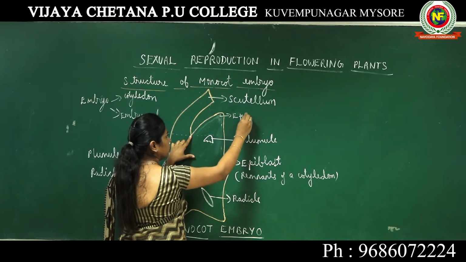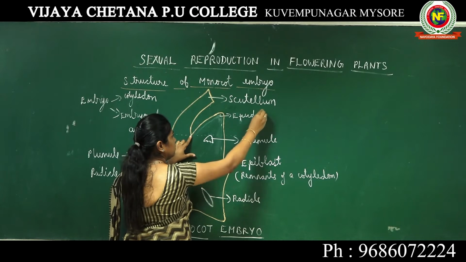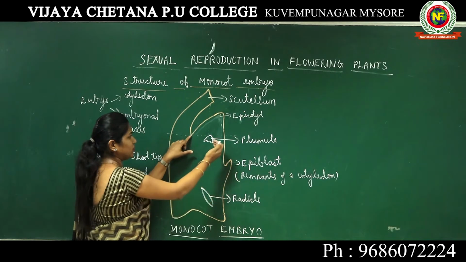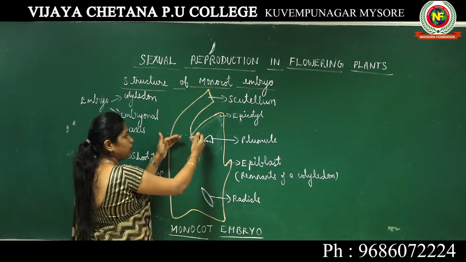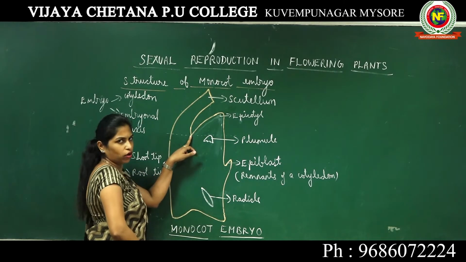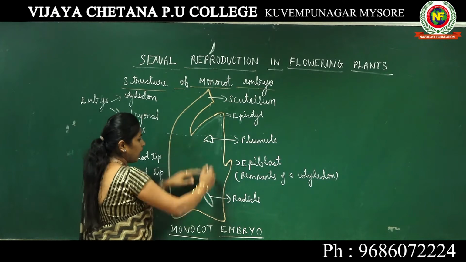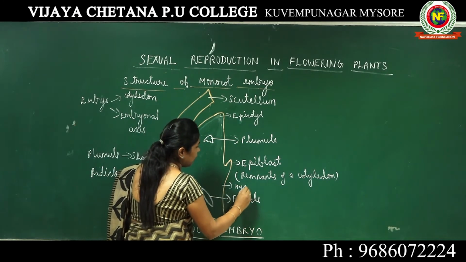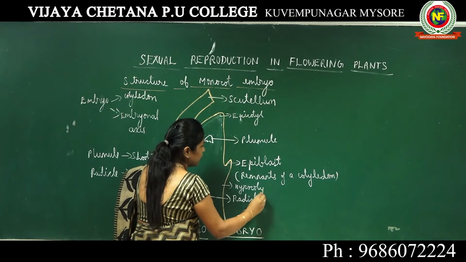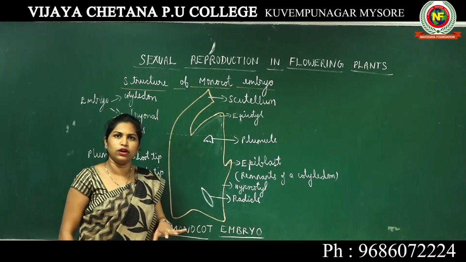This part of the embryonal axis is known as epicotyle, whereas the part of the embryonal axis which is below the level of cotyledon is known as hypocotyle. So this whole region could be considered as hypocotyle. Okay, I hope this is clear to you.